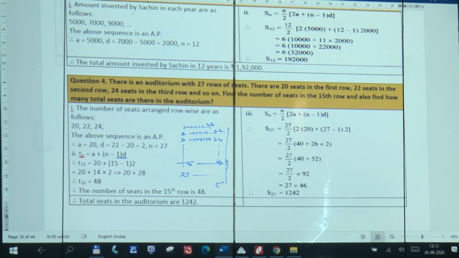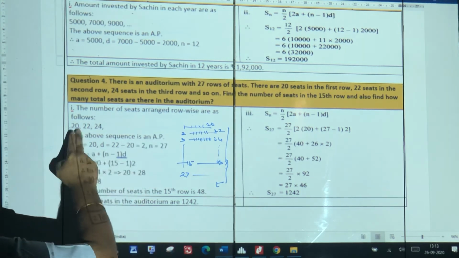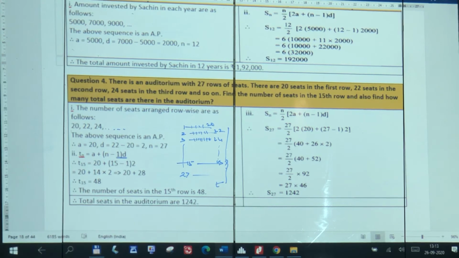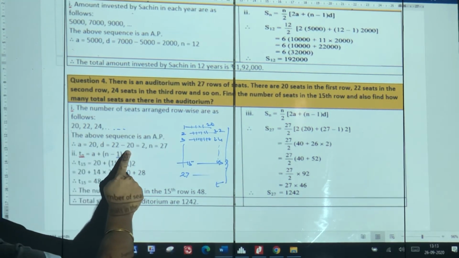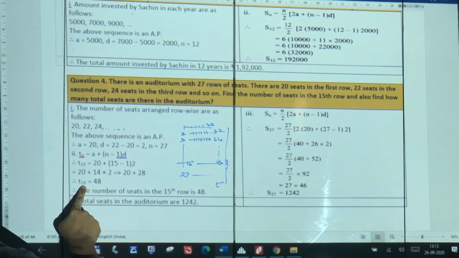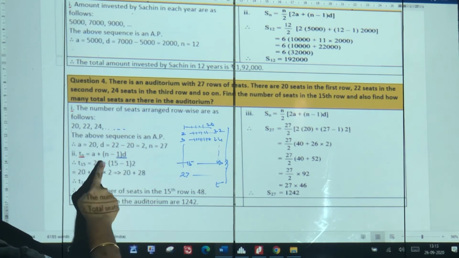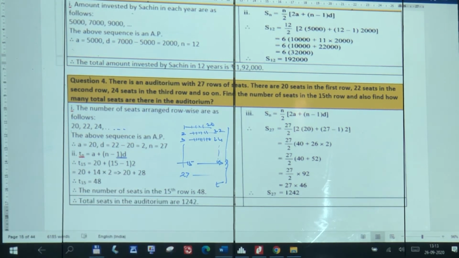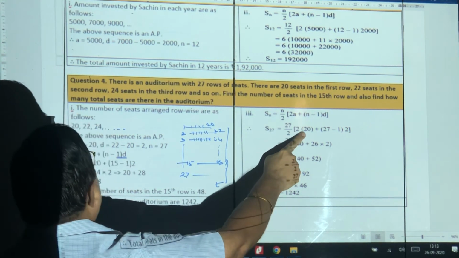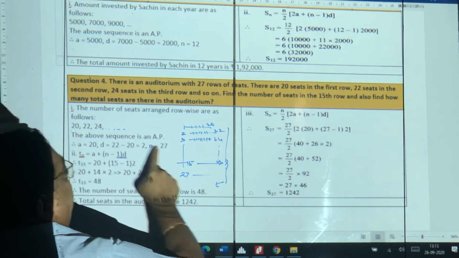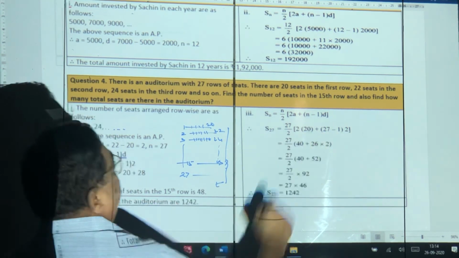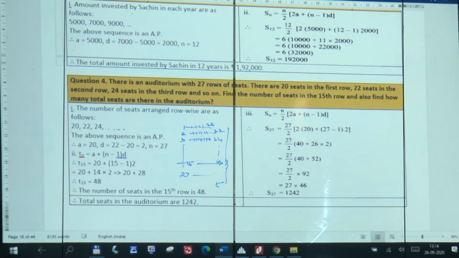See the trick. The first numbers are 20, 22, 24 and so on. Then a is 20, the difference is 2, and there are 27 rows in total. Very nice. You want the 15th row? I will substitute n is 15 in Tn = a + (n - 1)d and get the answer. You want the total? I know there are 27 rows, so S = 27/2 [2a + (n - 1)d], where a is 20, n is 27 and d is 2. So this was the trick in the exam.